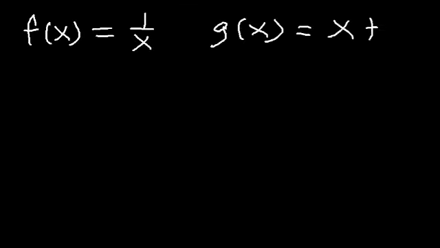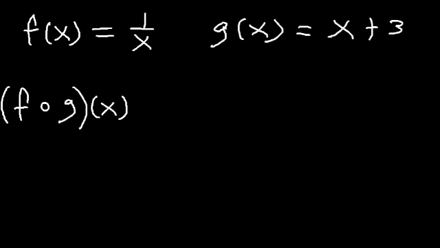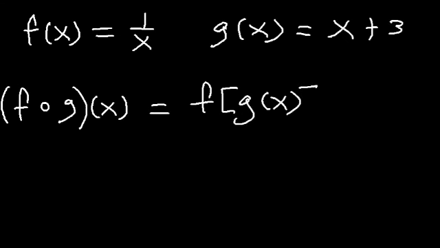How can we find the composite function f of g of x? A composite function occurs when you have one function inside of another. So notice that f is written first on the left. So f is the outside part and g is the inside part. So you can rewrite it as f of g of x.